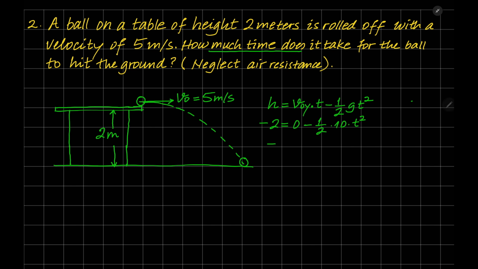Then minus 2 is equal to minus 5 t squared, which implies that t squared is equal to 2 over 5. Then time is equal to the square root of 2 divided by 5. That's the answer, in seconds. This is the flight time.